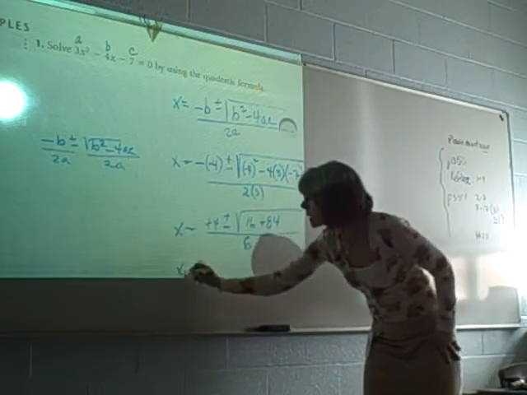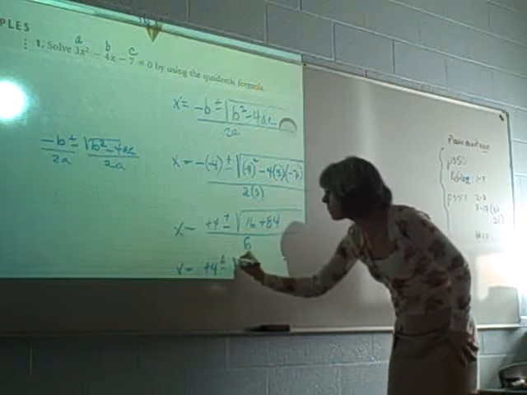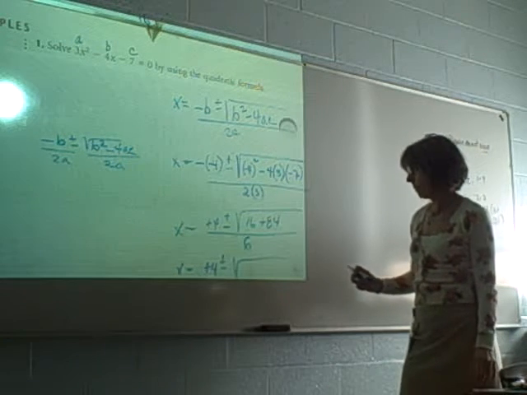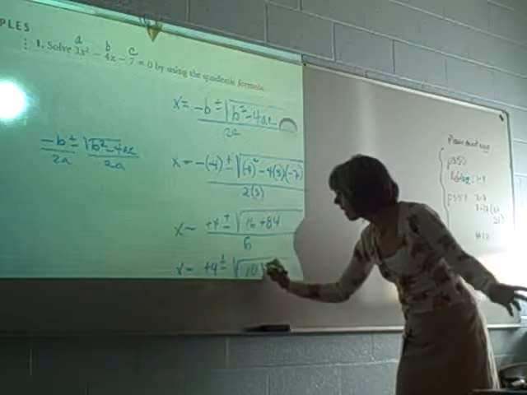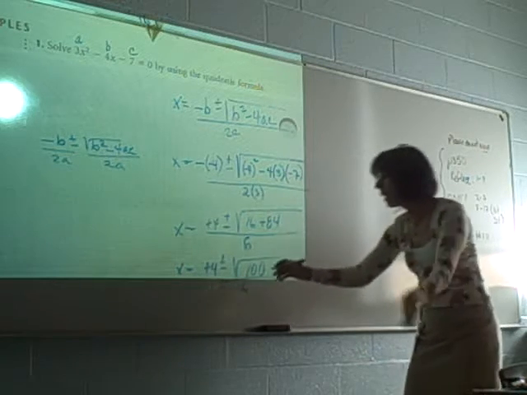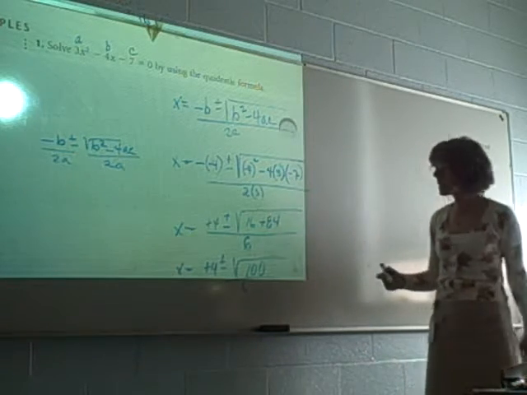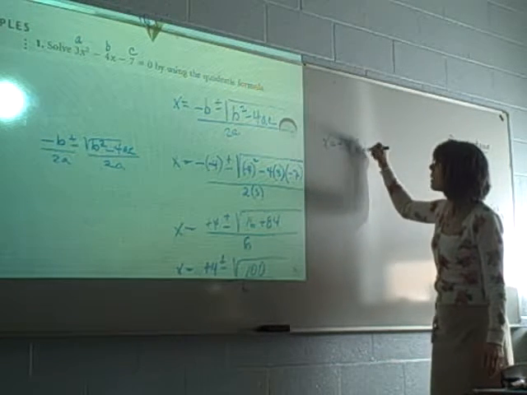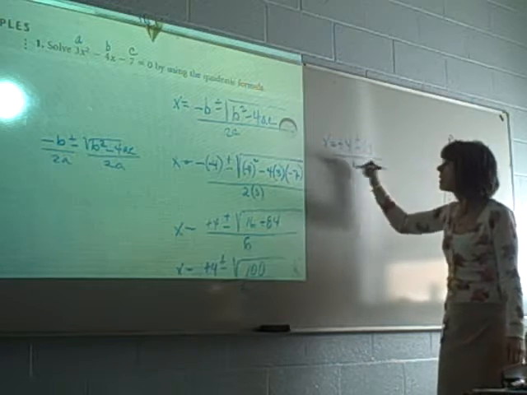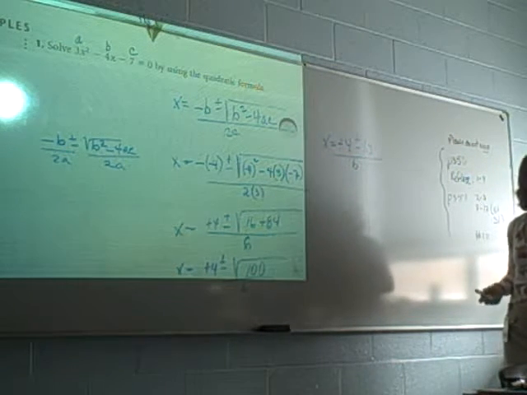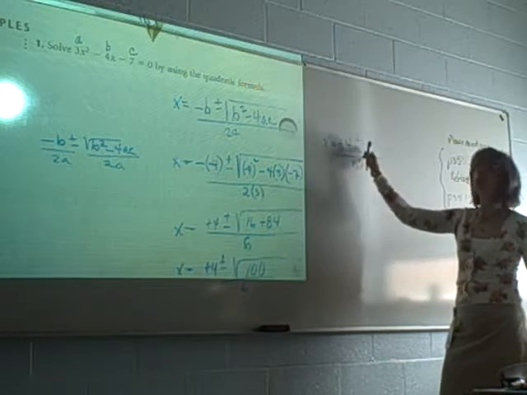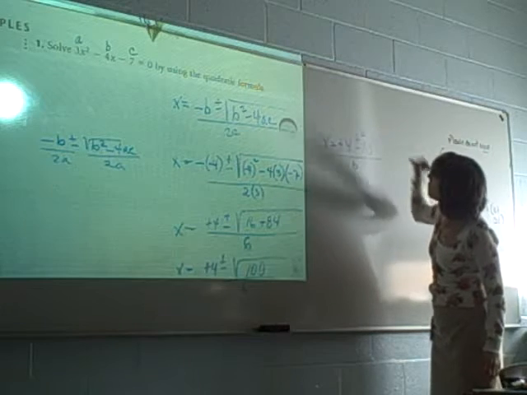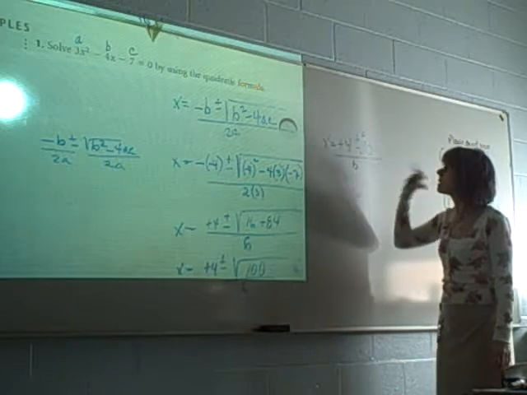So I have x equals plus 4 plus or minus the square root of, what is 16 plus 84? It's 100? Yes, 100 over 6, okay. I just want to make sure, I want to take it step by step. X equals plus 4 plus or minus 10 over 6. Again, order of operations. I have to do what's in this numerator first. Now, this is saying it could be a plus 10 or it could be a minus 10.